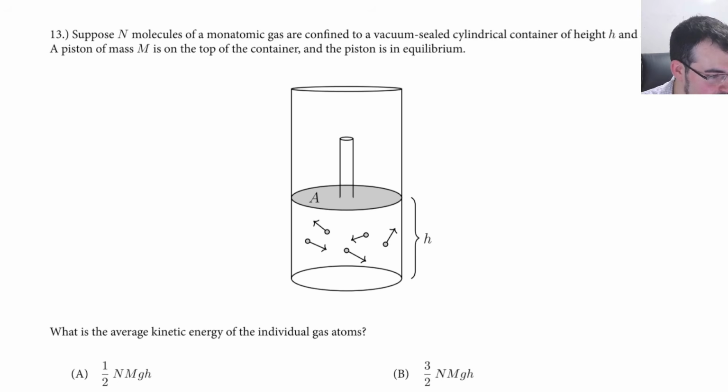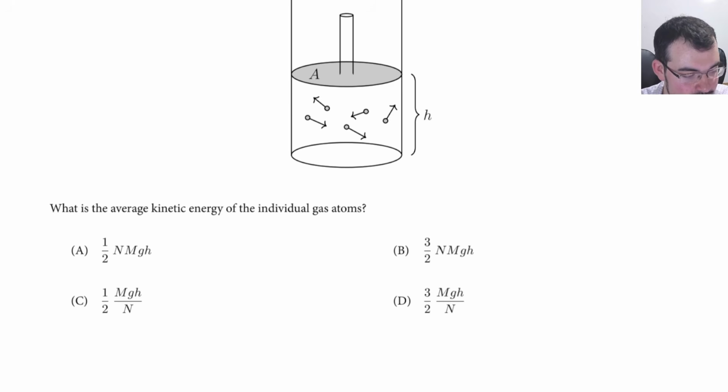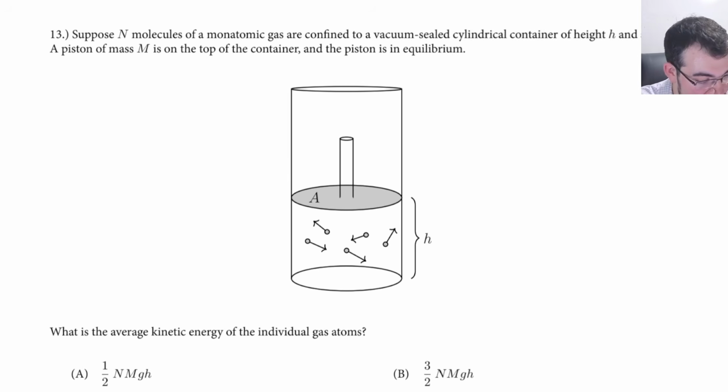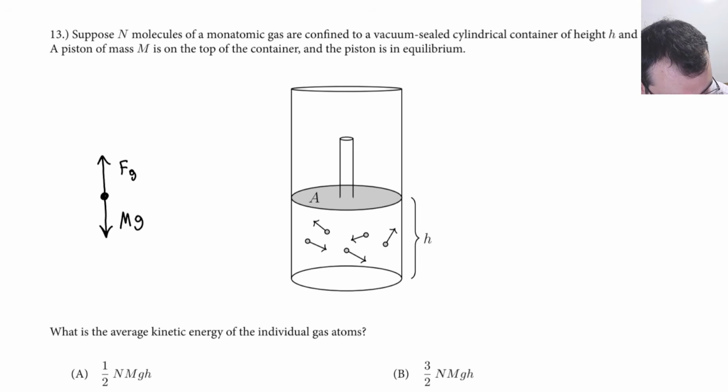Oh, this one. Lovely. We love thermo. Okay, suppose n molecules of a monatomic gas are confined to a vacuum-sealed container of height h and area A. We have a piston on top, and the piston is in equilibrium. We want the kinetic energy of the individual gas molecules on average. All right, so what do we know? Well, this piston is in equilibrium, so if I draw a free body diagram for the piston, the weight of the piston, mg, must be exactly balanced by the force from the gas.